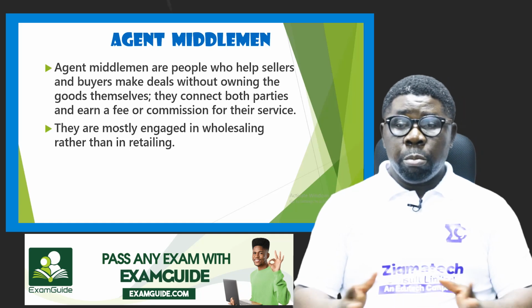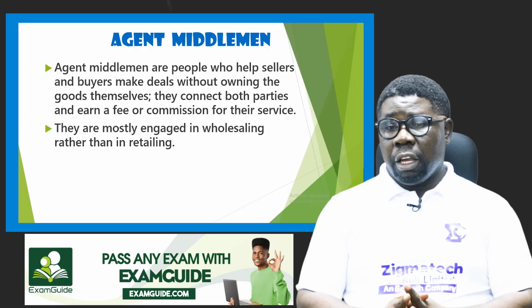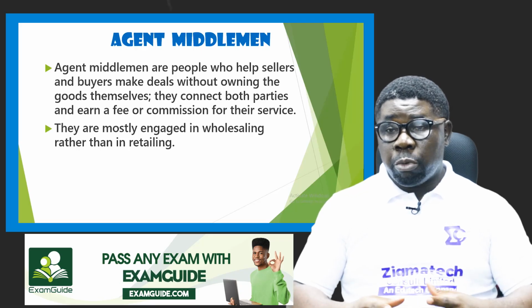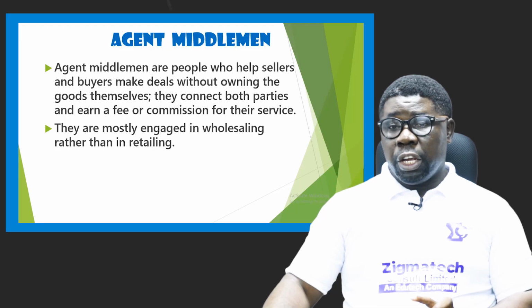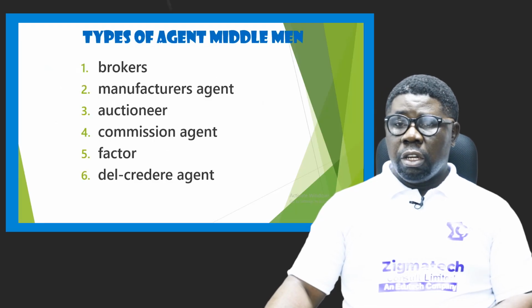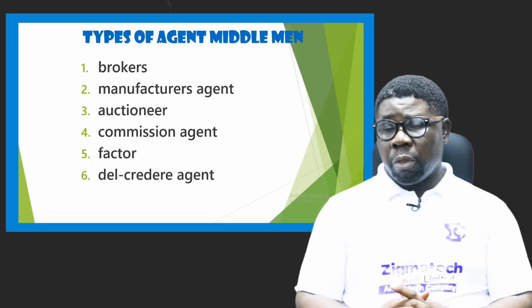Examples of these people can be stockbrokers, forex traders, and so on. So yes, these are examples of agent middlemen, stockbrokers mostly. Let's see them as the best example of agent middlemen in this case. Now, we have types of agent middlemen. We have brokers, like I mentioned earlier on.